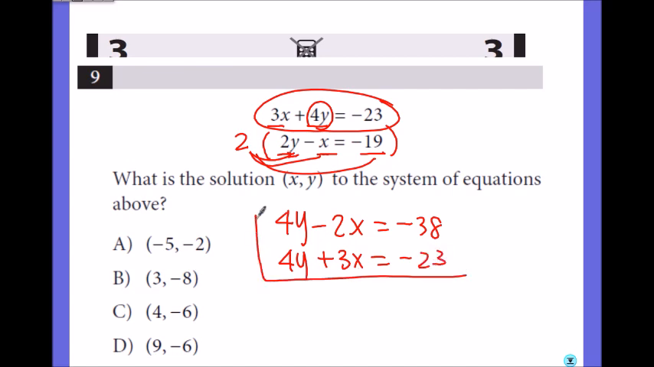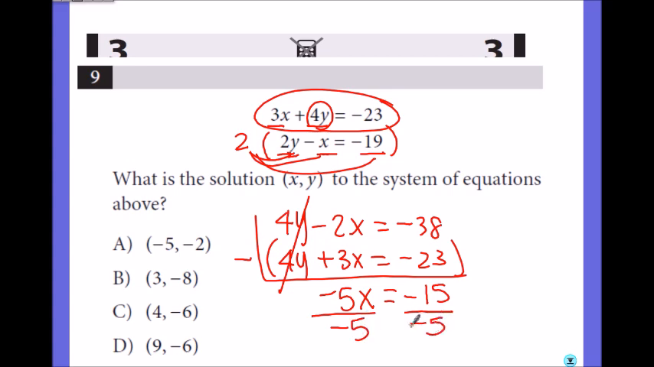Then how do you eliminate 4y? Since they're both positive, I have to subtract this whole thing, right? So these cancel out and become 0. Negative 2x minus 3x is negative 5x. Negative 38 minus negative 23 becomes plus 23, so the difference is negative 15. When you divide by negative 5 and negative 5, you get x equals 3.